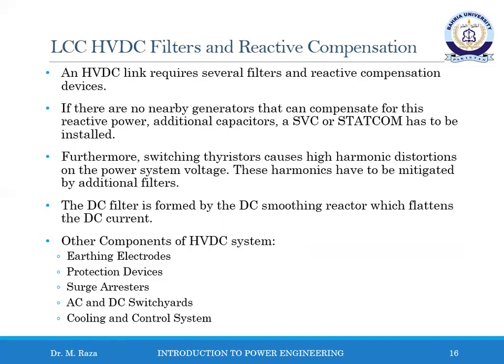The DC filter is formed by the DC smoothing reactor, which flattens the DC current. Other components of the HVDC system include earthing electrodes, protection devices, surge arrestors, AC and DC switchyards, auxiliary equipment, cooling system, and control system.